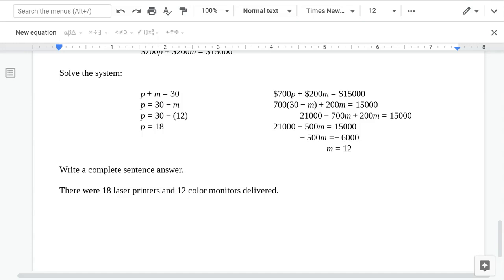And so the only added step to that application is interpreting your solution in the end.